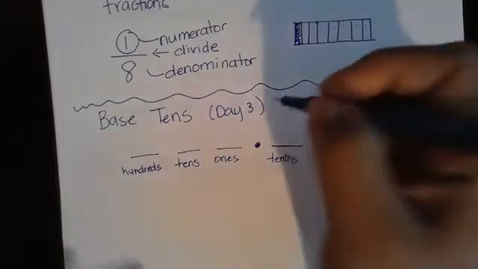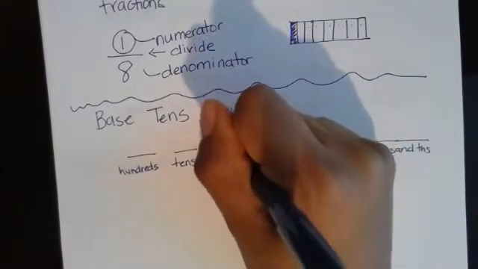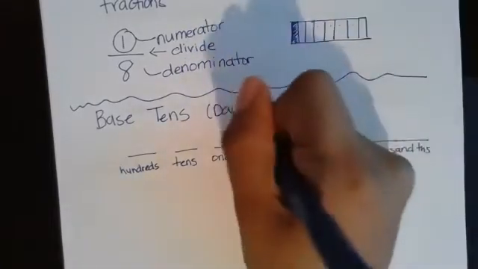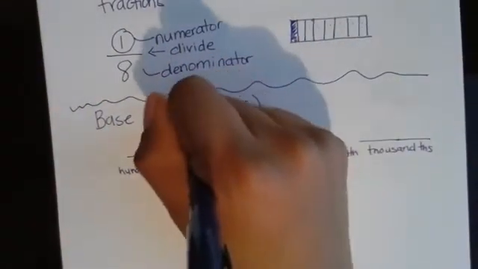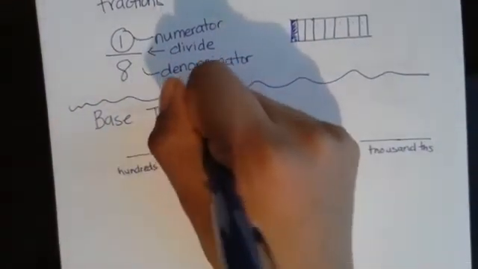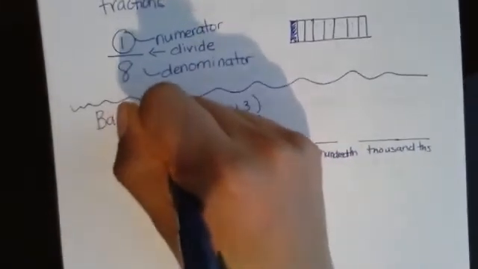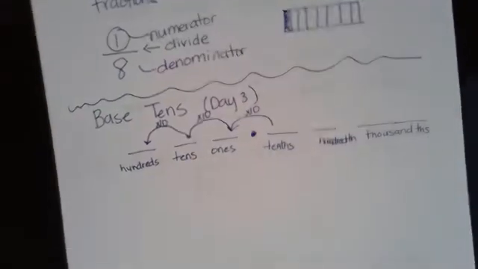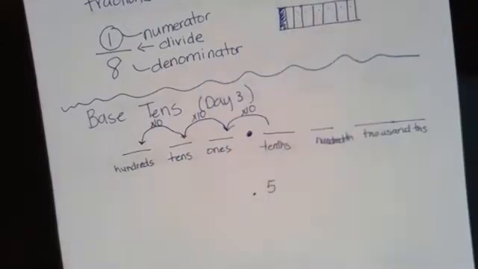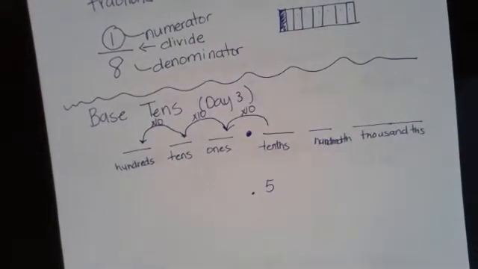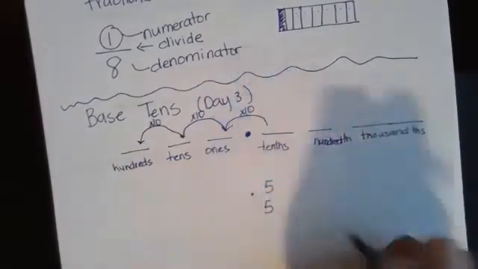And so why I wanted to write this down is that I want you to understand that if you're going up, so if you're going from a tenth to a ones, you're multiplying by 10. So every time you go up once, you're really multiplying by 10. And so what that means is if I had, for instance, 5/10 and I multiplied by 10, I would have 5.